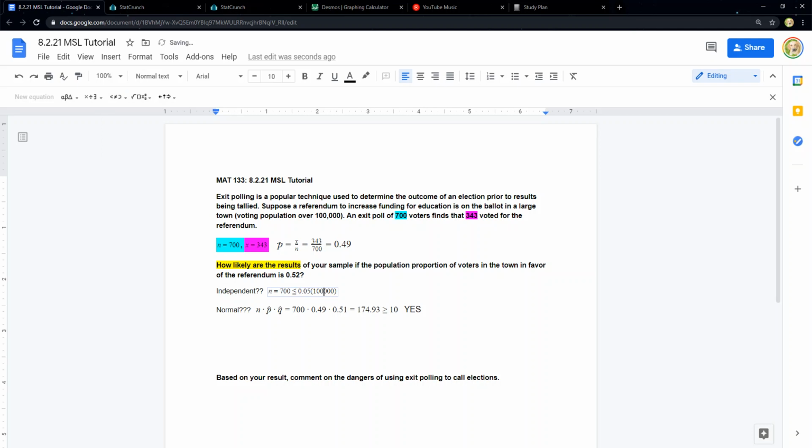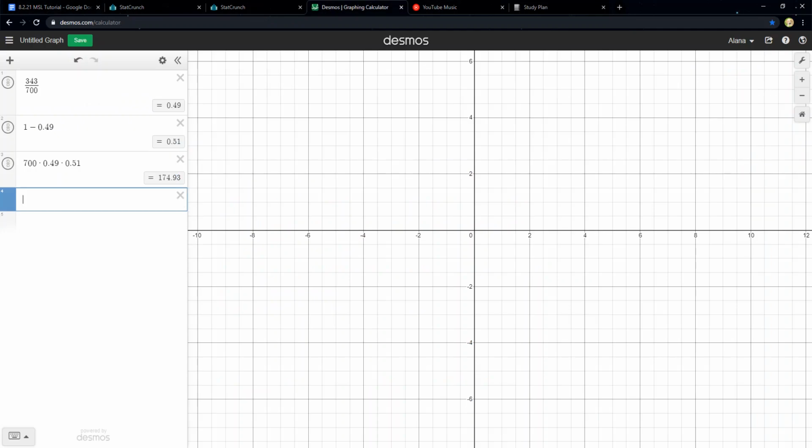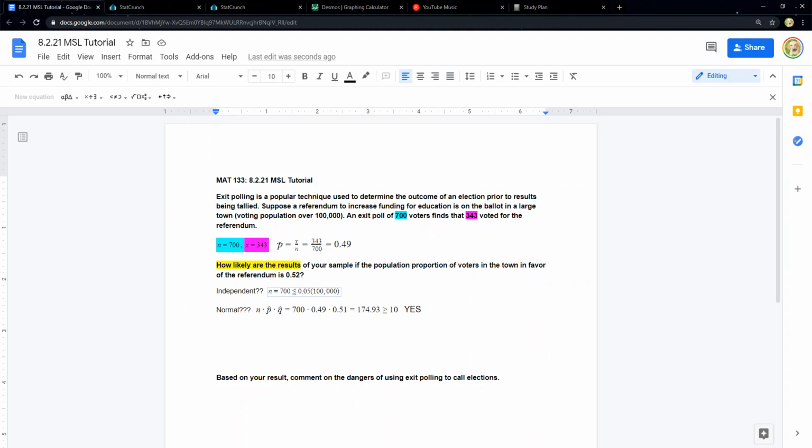So if that's the case, then I'm good, right? So 0.05 times 100,000 is 5,000. So yep, we are a-okay, right? This is totally fine. So yes, this is good too, right? So there's capital N, there's lowercase n. So I proved it's independent and normal, and that means that I can use the normal calculator to be able to find my probability, right? Because I want to know how likely are the results.